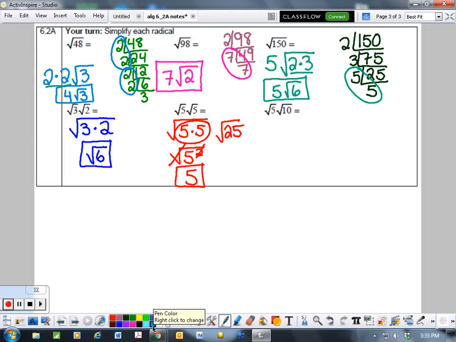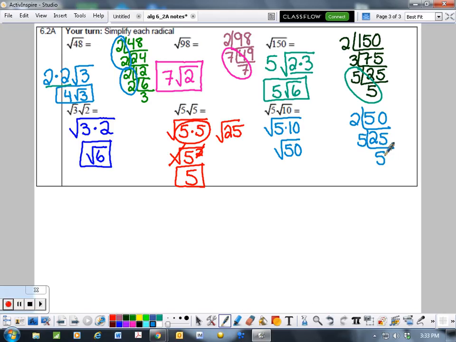And then our next one, the square root of 5 times the square root of 10 is really the square root of 5 times 10. So this is the square root of 50. And then you can break down 50 if you want. So 50 is really 2 times 25. 25 is really 5 times 5. Since I have a pair of 5's, I get a 5 on the outside. 2 does not have a pair, so it has to stay on the inside because there's nothing to cancel out that square root. And that's it.